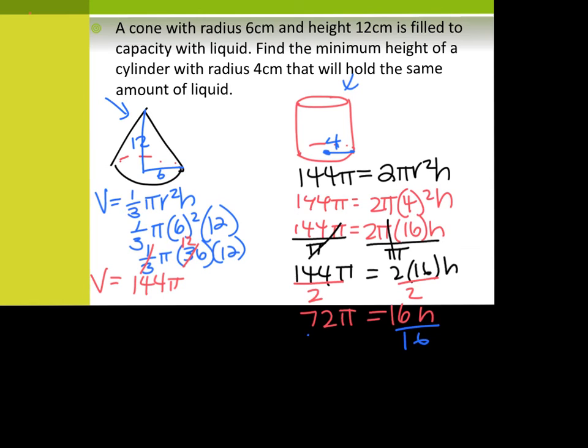and then divide by 16. And then I can reduce that, so 8 goes into both. This would be 9 over 2, and that would be the minimum height. 9 over 2, or 4.5. Any of those answers would be good. And centimeters.